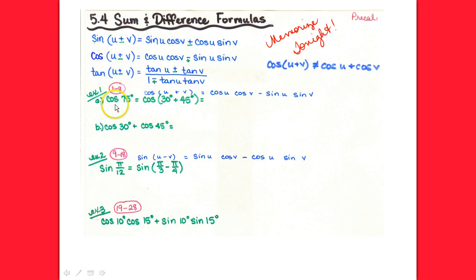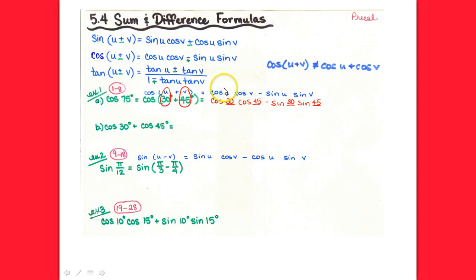If I rewrite cosine 75 as the cosine of 30 plus 45, then I can use that addition formula from up here: cosine u plus v is equal to cosine u cosine v minus sine u sine v. And what I'm going to do is put 30 in the place of every u, and 45 in the place of every v. So let's come over and do that. Let's put 30 in for u, 30 in for u, and then 45 in for v, 45 in for v.